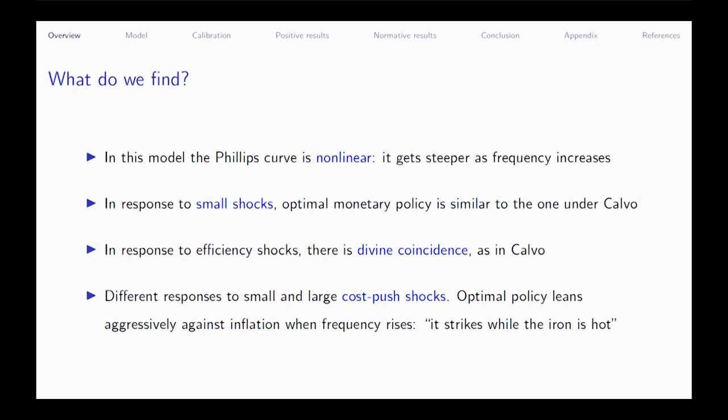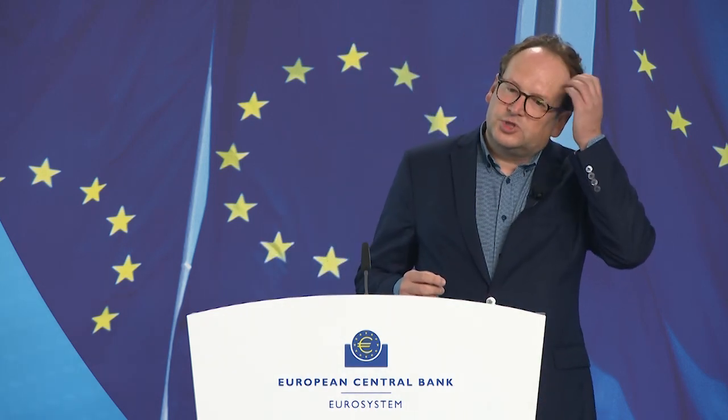Now, in response to efficiency shocks, both large and small, and for example you can think of a TFP shock that affects the efficient allocation, there is divine coincidence, just as in a Calvo model. So the central bank optimally stabilizes inflation fully and closes the output gap. But there are differential responses to small and large cost push shocks, and this is where we focus our analysis.